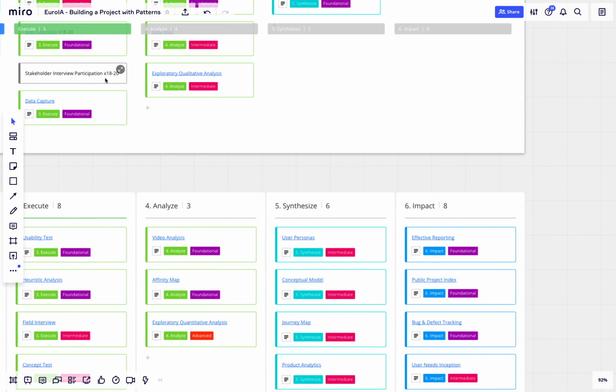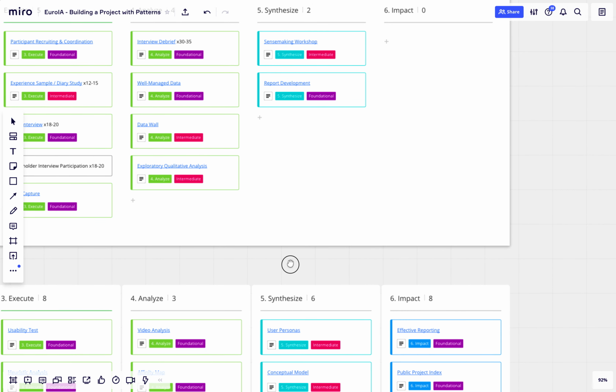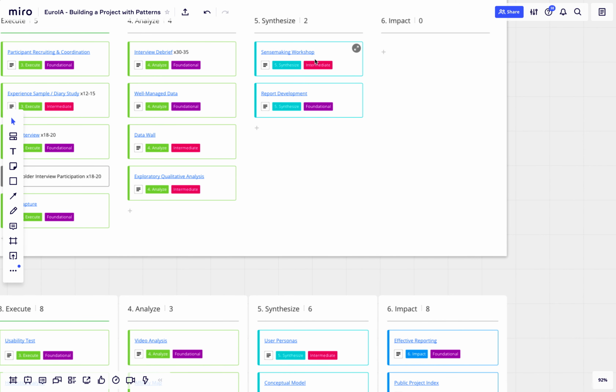And this is an example of something where it's not a universal pattern yet. A number of design practices and research practices do enforce stakeholder interview participation, but because it's not part of the general language and we feel like it's important for this project, we can build a project-specific pattern. Okay, back to how we're going to synthesize and make sense of this.